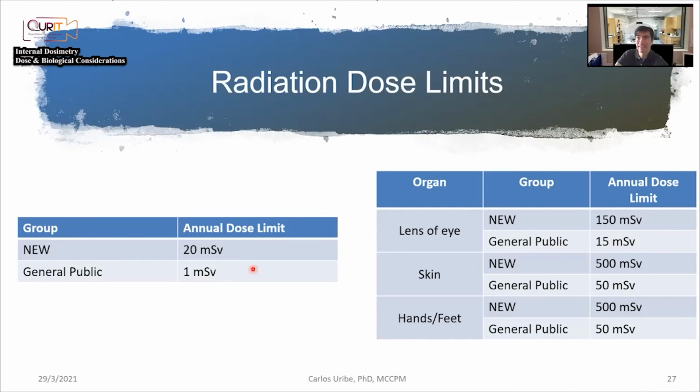Now, there are also limits for particular organs. So for example, the lens of the eye, NEWs shouldn't get more than 150 millisieverts to the eyes. The general public should not get more than 15. The limit for the skin is 550, and for the hands and feet is 500 millisieverts and 50 millisieverts.